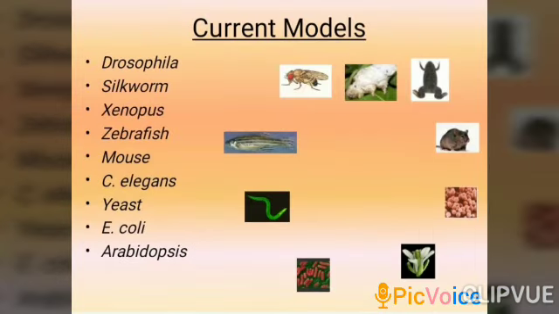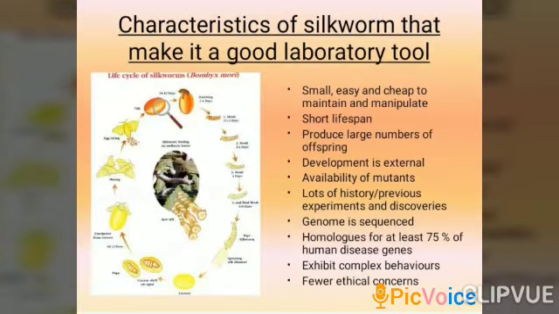The current models which are used for laboratory research are Drosophila, silkworm, Xenopus, zebrafish, mouse, sea urchins, yeast, E. coli, and Arabidopsis. The characteristics which make silkworm a good laboratory tool are: first, it is a small insect, easy and cheap to maintain and manipulate.